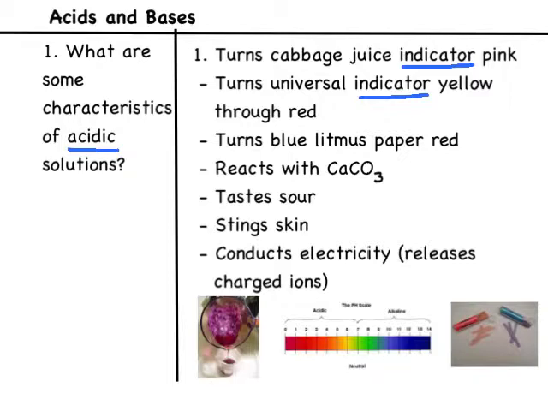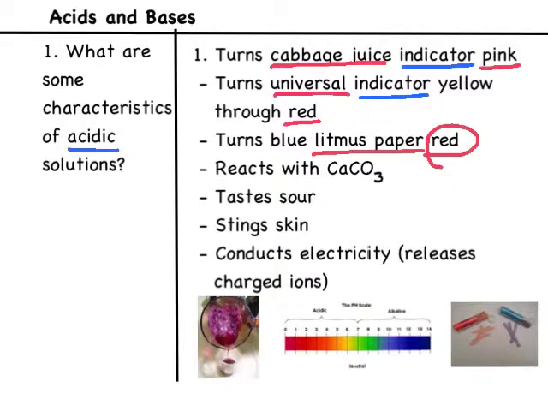So acidic solutions are going to turn cabbage juice pink. They're going to turn what's called a universal indicator, which is just a different type of indicator, red through yellow. So we have cabbage juice indicator, and universal indicator is going to turn red, orange, or yellow. It turns litmus paper red.